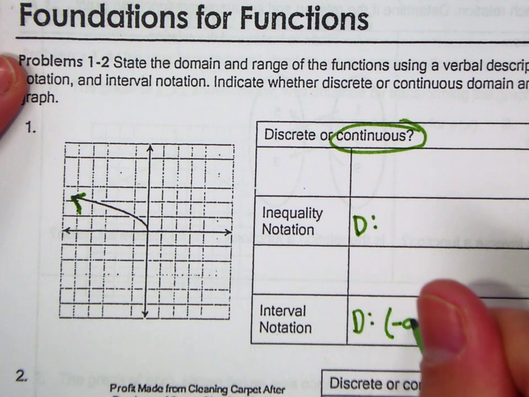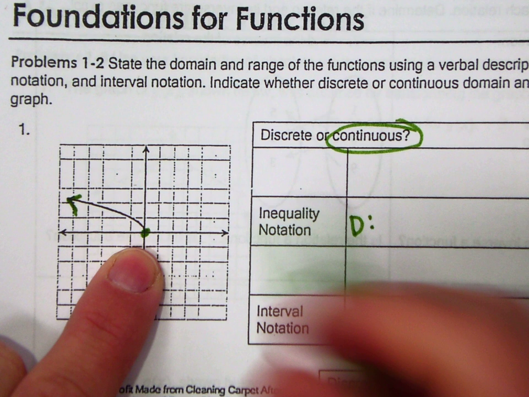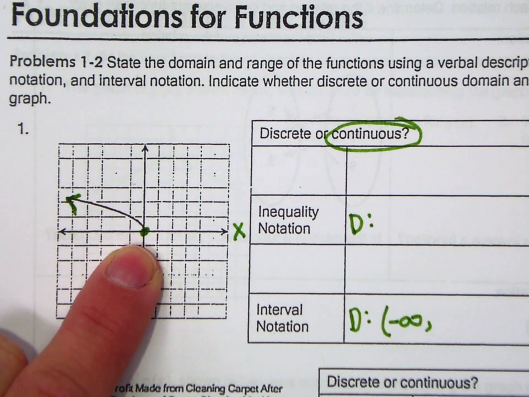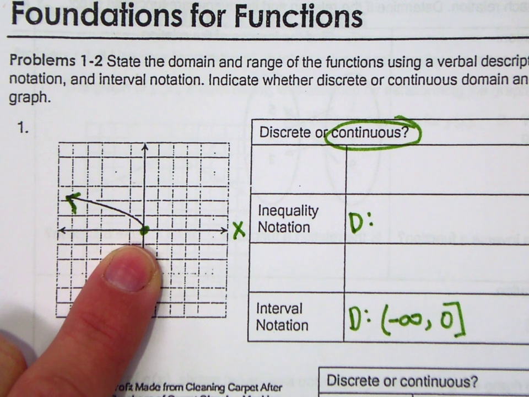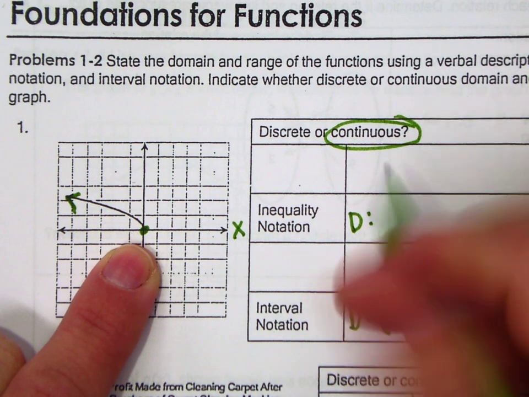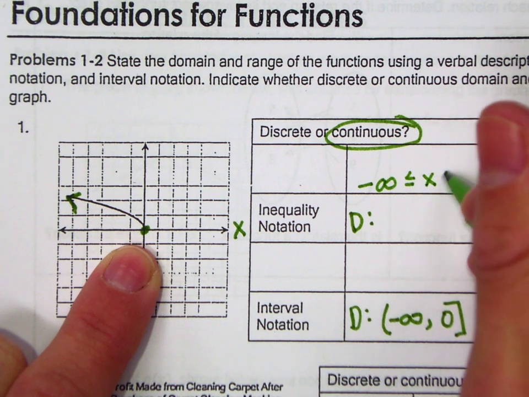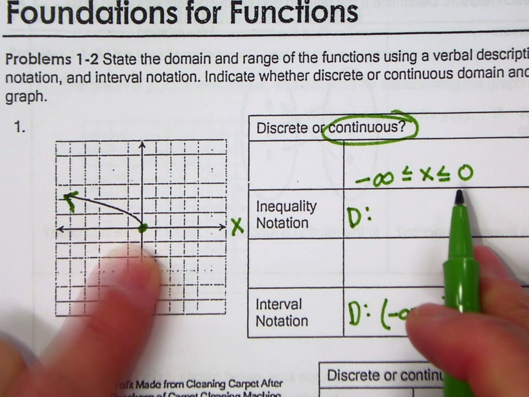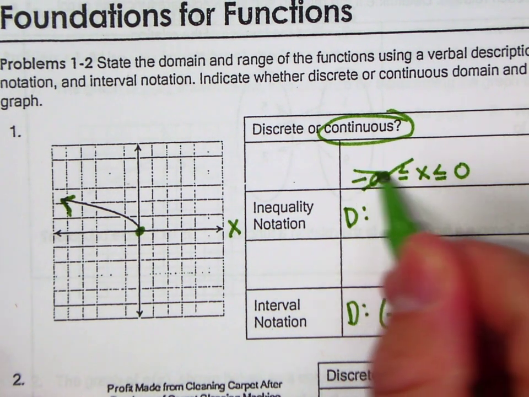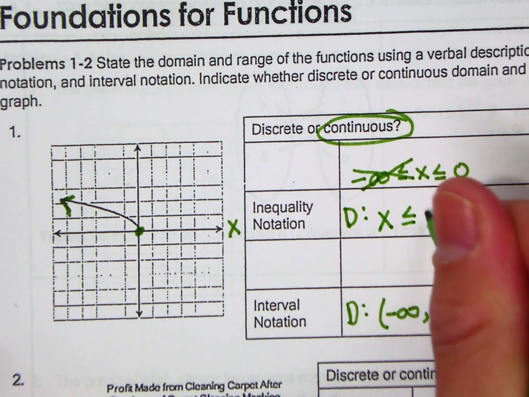So left, negative infinity, and you are going right all the way to that x value, right? X is domain, which is 0, and because it's a point, we're going to put a bracket around it. So when you're doing inequality notation, it's the same thing, but remember you have these inequality signs, the less than or equal to x, less than or equal to, and we don't like the infinity, so we're going to ignore the infinity. So your domain is x less than or equal to 0.